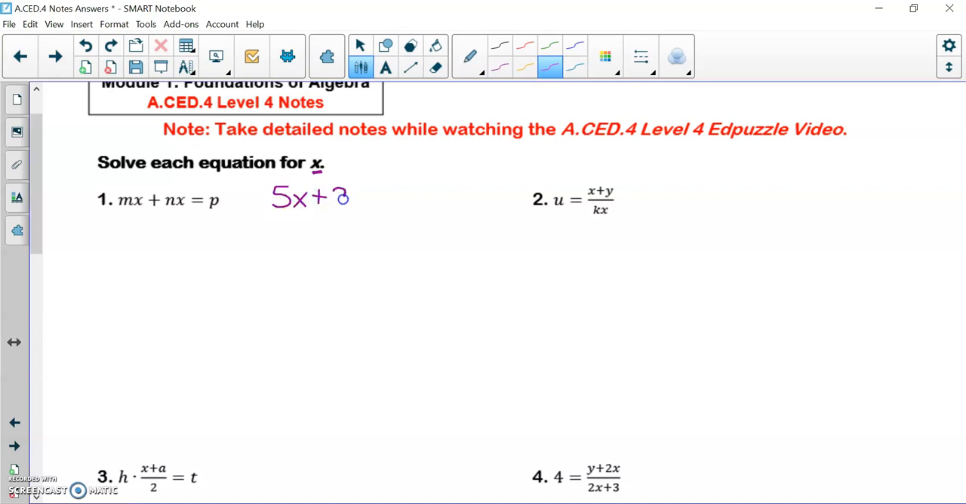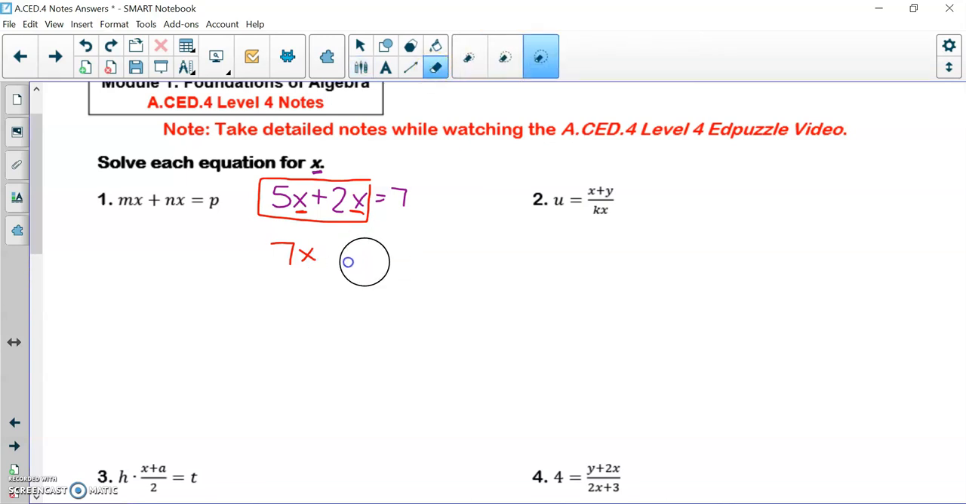5x plus 2x is equal to 7. Well, what we would do in an equation like this is that since the 5x and the 2x have an x in common, those are like terms which we would combine and make into a 7x is equal to 7. However, I'm going to show you a different way that we can do that.